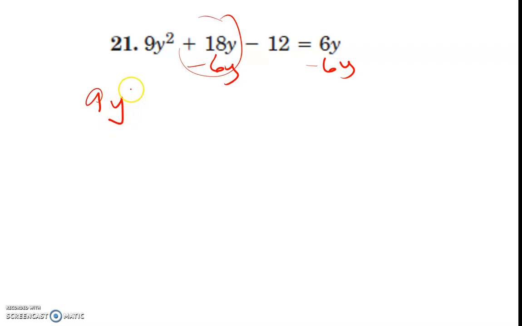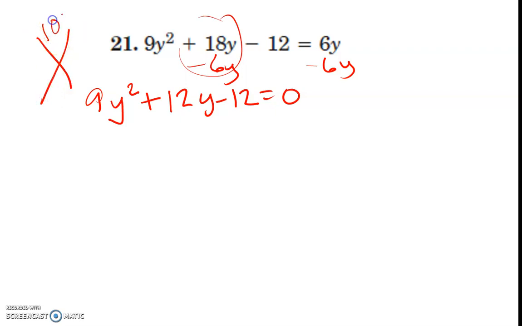So I have 9y squared plus, so 18 minus 6 is 12y minus 12 equals 0. Now, here's a good example of when I would want to take the GCF out first. 9 times 12, so we're talking over 100 that I would have to find. So 108 would be the value for which I have to find factors. Well, that's not an easy thing to necessarily do.